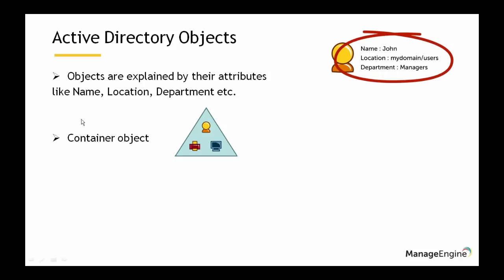And there's a special type of object in Active Directory called the container object. As the name indicates, this object can contain other objects within itself. So a container object can have users, printers, computer objects, and a few other objects as well. And there is another type of object in Active Directory called the leaf object. The leaf object, unlike the container object, cannot contain anything within itself. So these are pretty much like standalone objects.